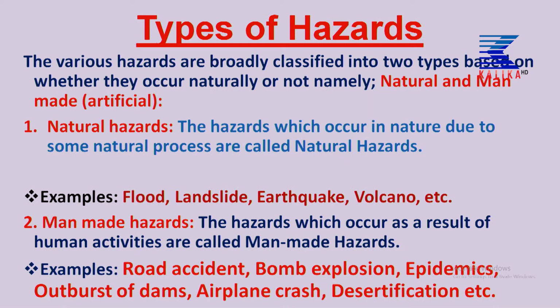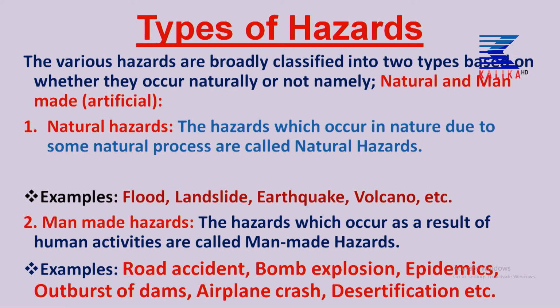Man-made hazards: the hazards which occur as a result of human activities are called man-made hazards or artificial hazards. Example: road accident, bomb explosion. Epidemics means spreading some infectious disease like cholera or COVID-19. Outburst of dams: sometimes the dams burst. Suddenly it explodes and a lot of water comes out as a flood and may sweep away human settlements and lives, and may cause the destruction of infrastructure.